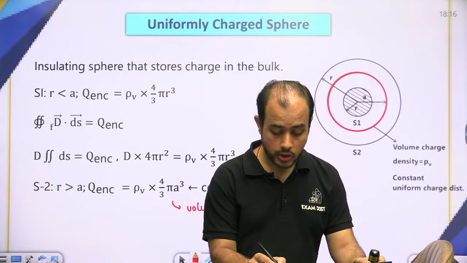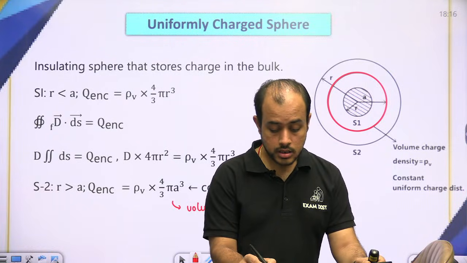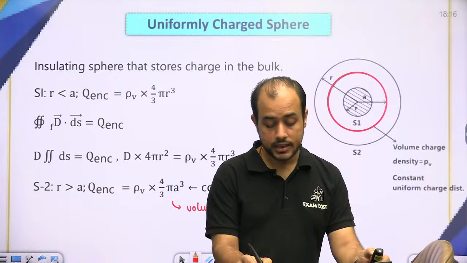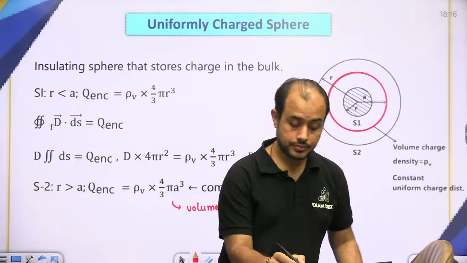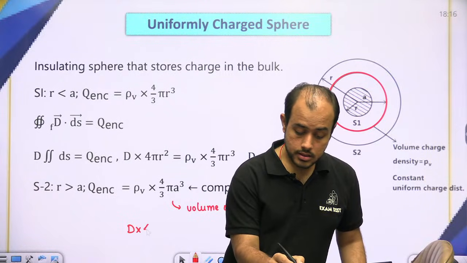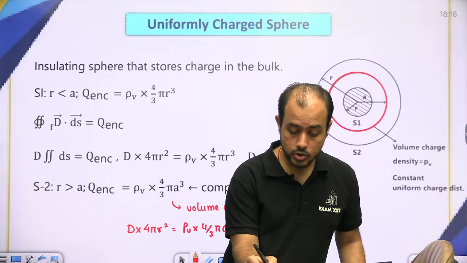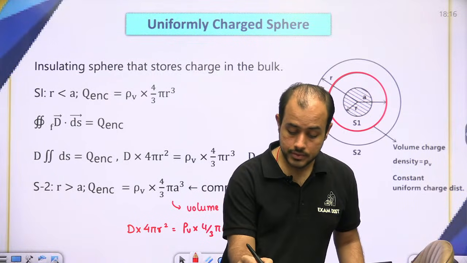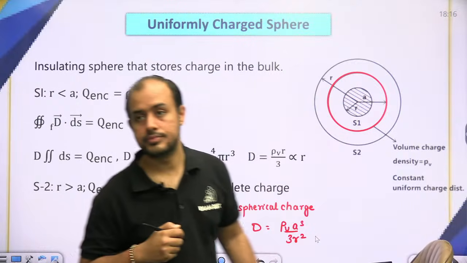This is the volume of the spherical charge. Now I will apply Gauss law. D into 4 pi r square is rho v into 4 by 3 pi a cube. So D will be rho v a cube by 3 r square.